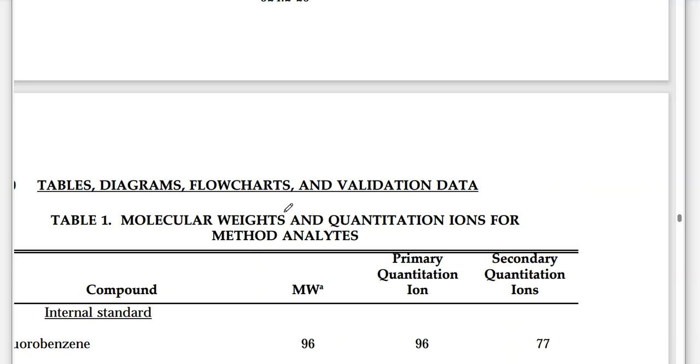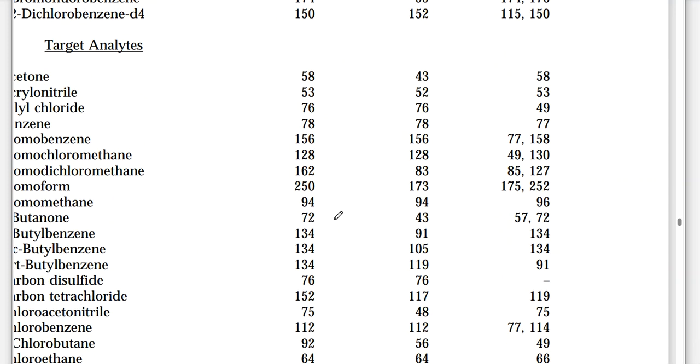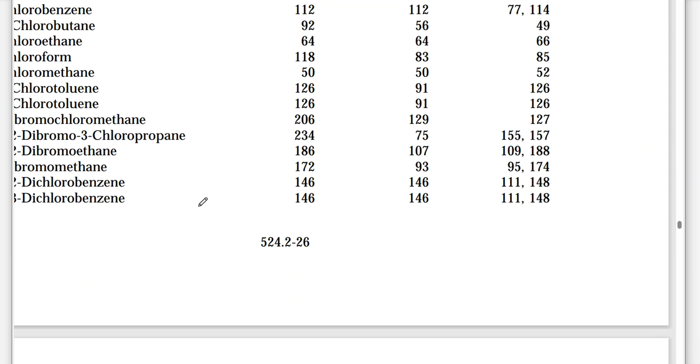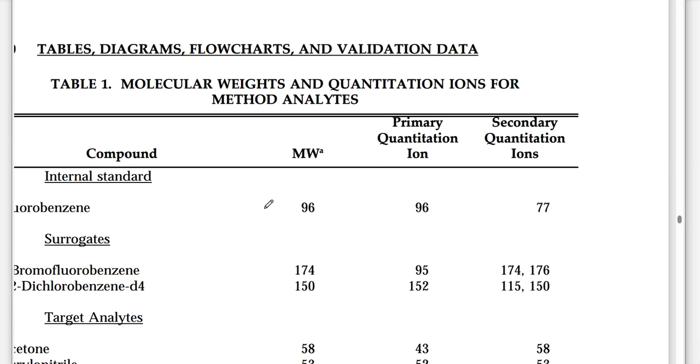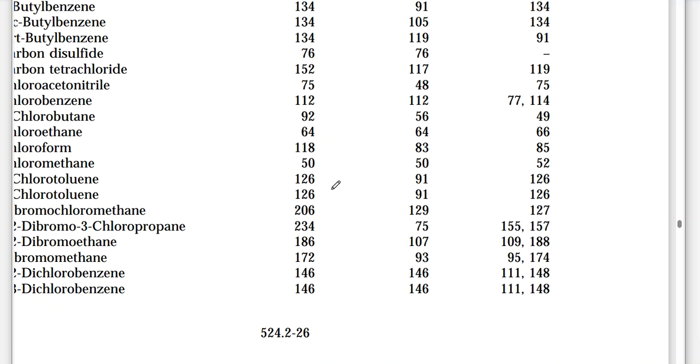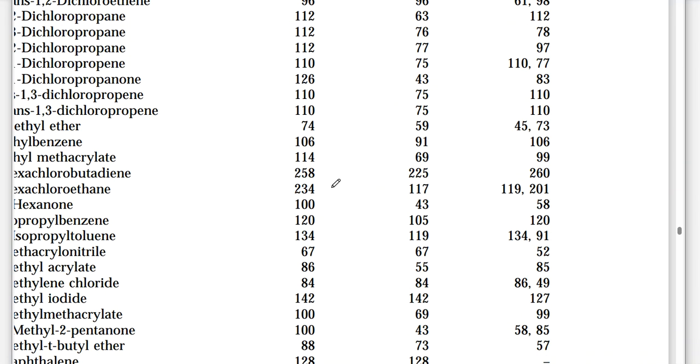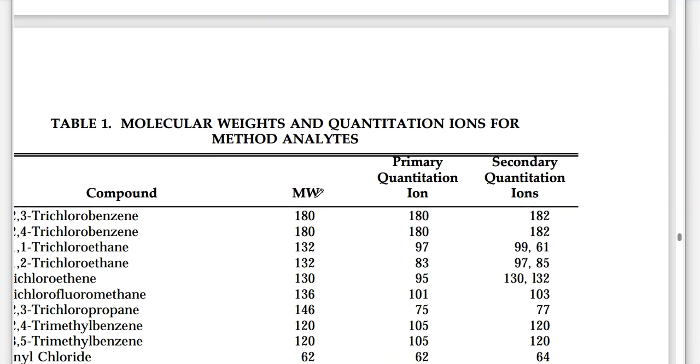The tables, diagrams, flowcharts, and validation data at the end of a method are typically always here for convenience. So that way it gives you a whole list of things that you could be looking for in this method, and it tells you a little bit of chemical information from it. So this particular table tells me the molecular weight of the compound. It also tells me the primary quantitation ion, secondary quantitation ion, whatever that means. You will eventually know what that means later on in the program in a different course. But it gives me some chemical literature that I can go by at least in order to make these judgment calls of things that I would see in a laboratory or on a report.